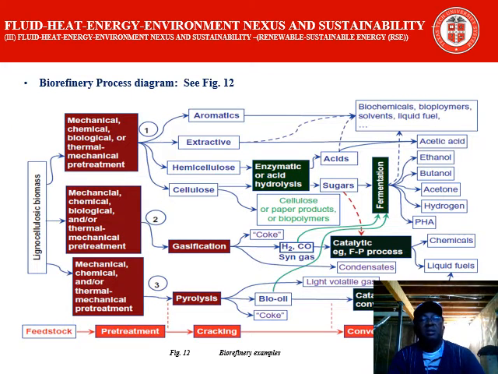This figure shows the biorefinery process diagrams and the three ways that can lead to bioethanol production. The first major way is the pretreatment to get the raw materials for enzyme or acid hydrolysis, the aromatics and the hemicellulose. That leads to fermentation and to bioethanol. The second process, which can use all the bioproducts, is gasification. The third one is pyrolysis. So this is a cradle to grave process.